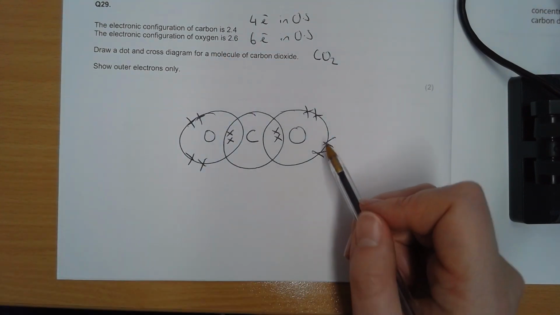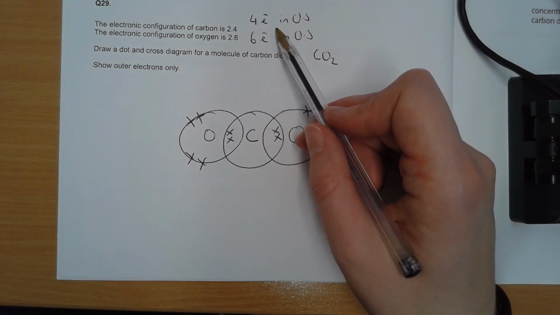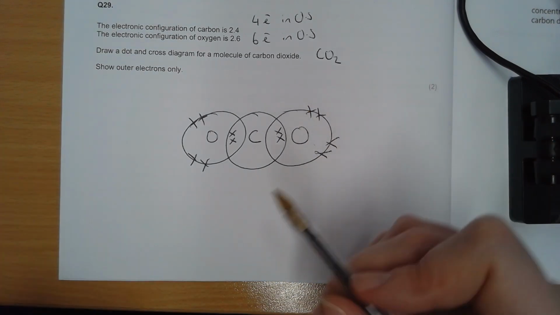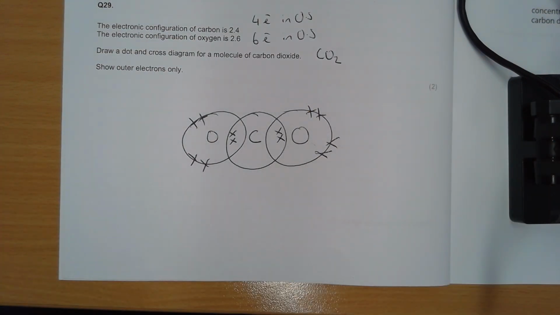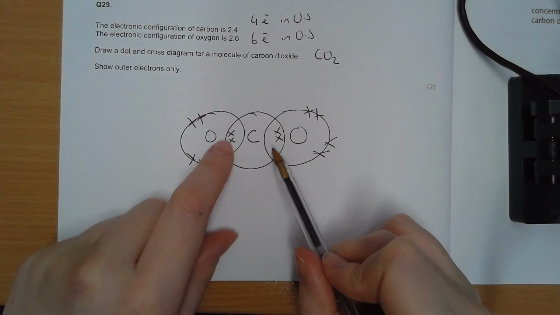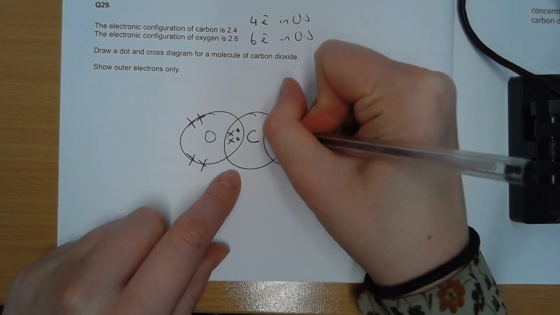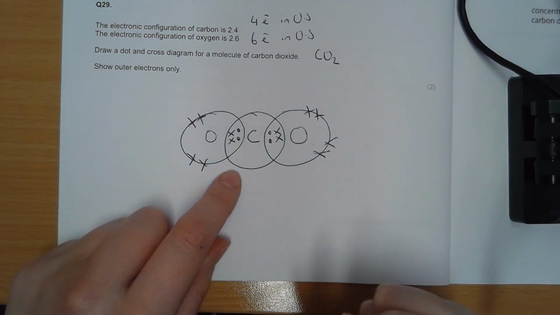Carbon, I'll use dots. So carbon's got 4 electrons, it wants to have 8. 8 is a full outer shell, therefore it needs to gain 4 electrons. If it wants to gain 4, it will share 4. So carbon is going to share all 4 of its electrons. And you've got 2 sharing spaces, and what it will do is it will share 2 with 1 oxygen, and it will share 2 with another oxygen.